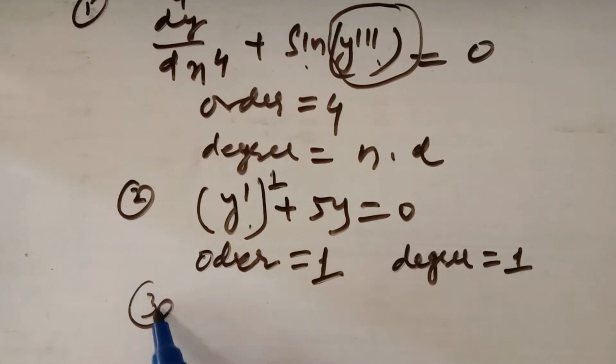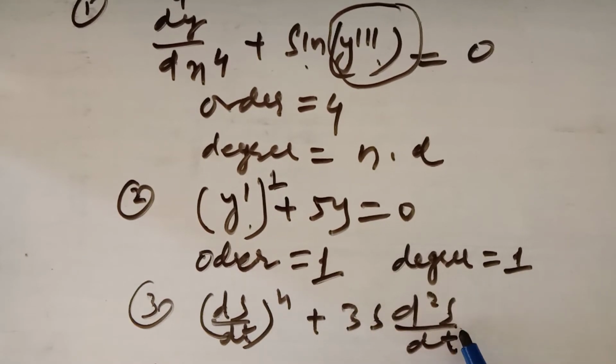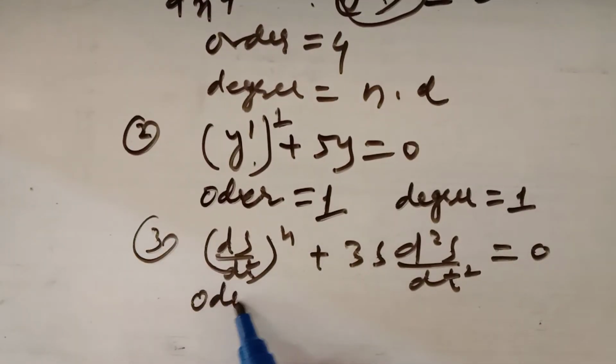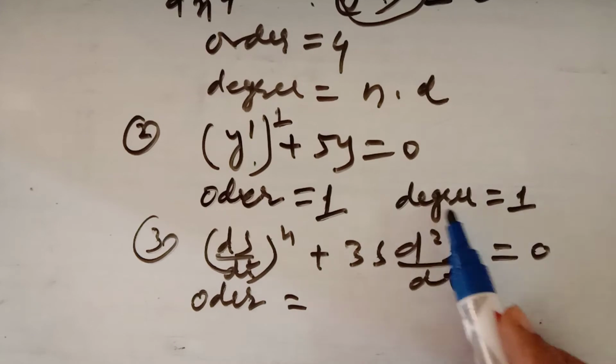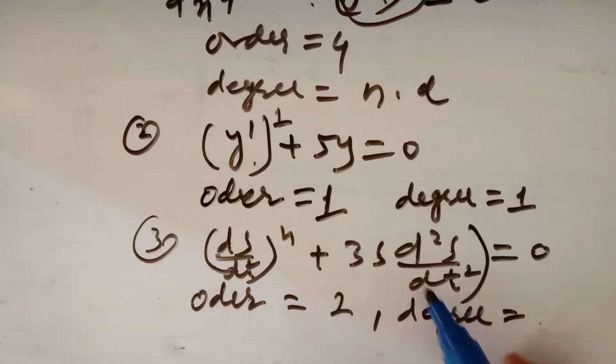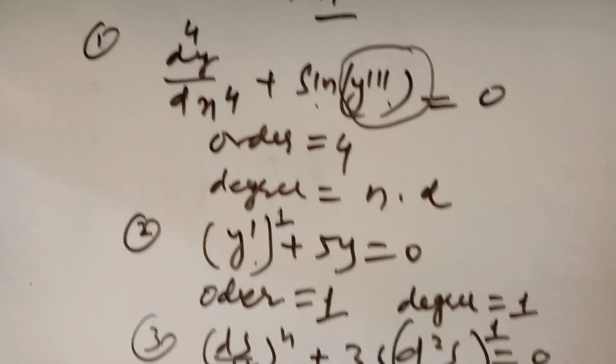Let us take the third. We have (ds/dt) raised to power 4 plus 3s times the second derivative of s with respect to the independent variable t equal to 0. Now the highest derivative here is 2, so the order is 2. And the degree is the power of the highest derivative. The highest derivative is this and its power is 1. So its degree is 1. This is how we find the order and degree of the differential equation.